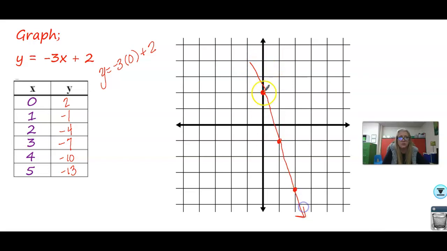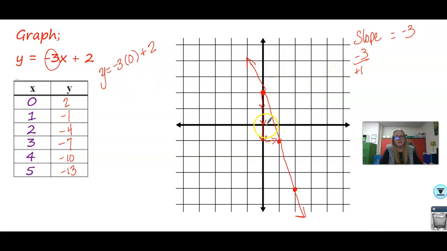Ew. That's so gross. I do this way better on the whiteboard. Okay, so what is the slope of this line? Well, traveling from this point to this point, we would have to go down 1, 2, 3, down 3, and right 1. So the slope of this line is negative 3. Ah, notice that.